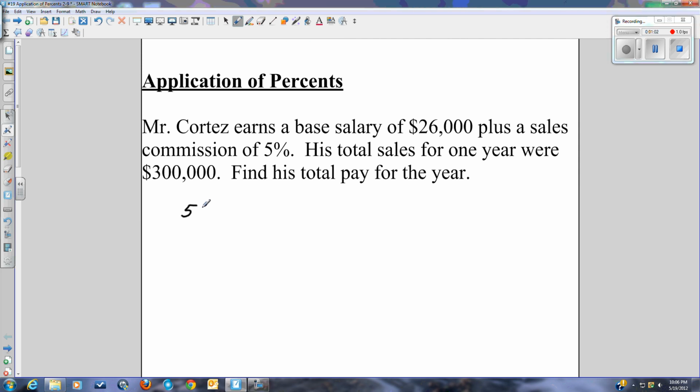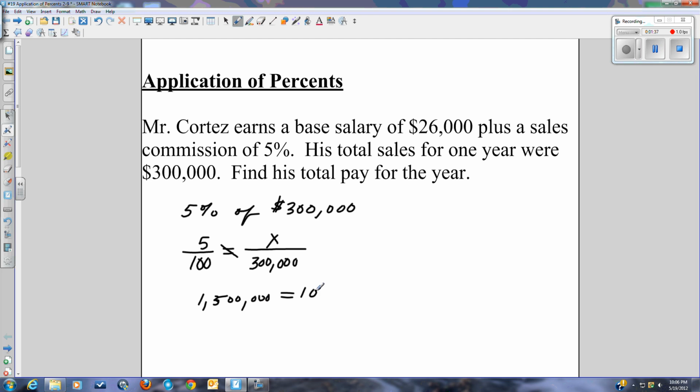So we want to start by taking 5% of $300,000. I told you in the last video we want to rephrase some of these problems so we can write them as proportions. Well, 5% we write as 5 over 100. Whatever follows the word of goes into the denominator of the other proportion, so we have 300,000 in the denominator and x in the numerator. So we're going to say 5 times 300,000, which is 1.5 million, is equal to 100x when we cross multiply.